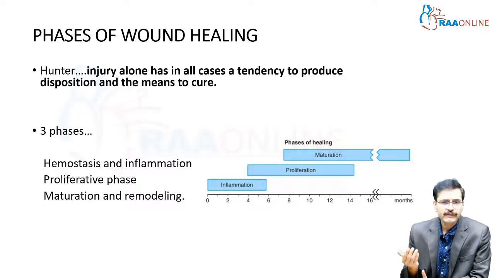So, what are the three phases in wound healing? Wound healing basically has three phases. The first phase is hemostasis and inflammation. Second phase is proliferative phase. Third phase is maturation and remodeling.